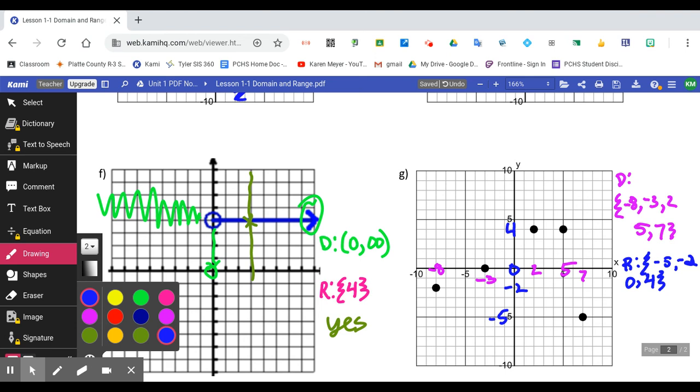Now, does it pass the vertical line test? Well, the only way it would fail is if there were 2 dots right underneath each other and they were both closed. But none of our dots have another one underneath of them. So to answer our question, yes, it is a function.